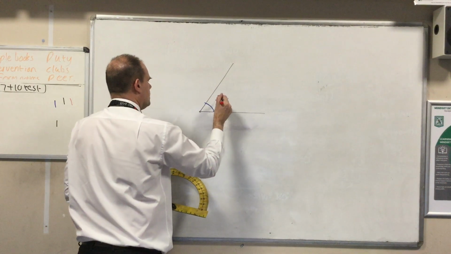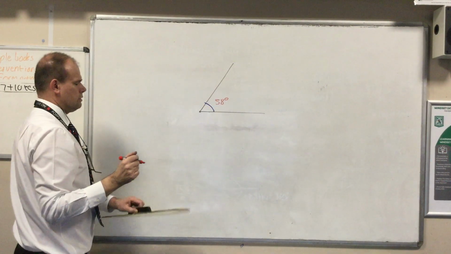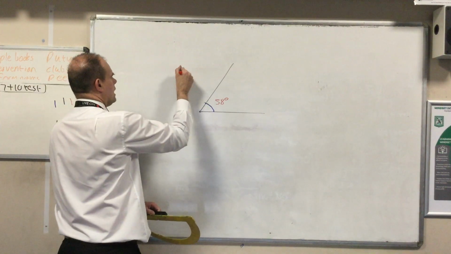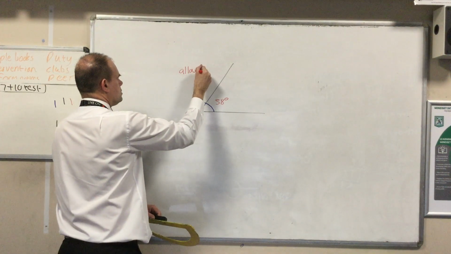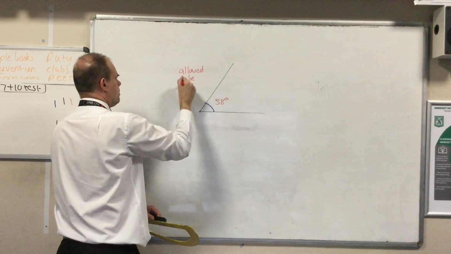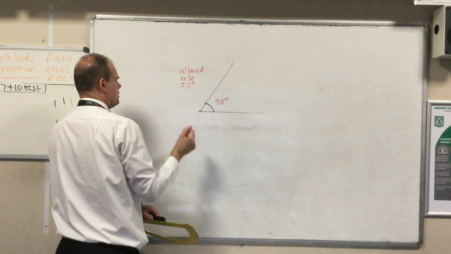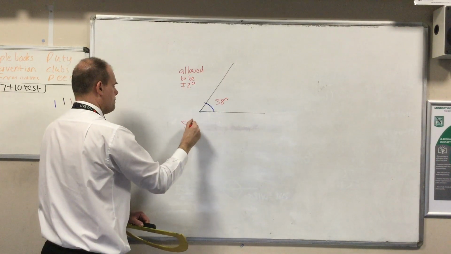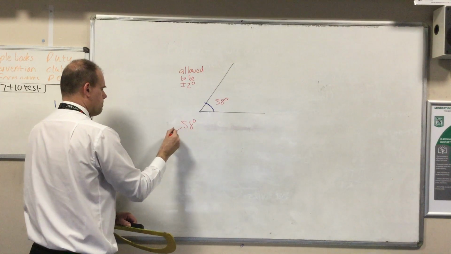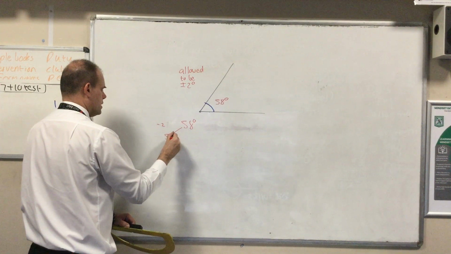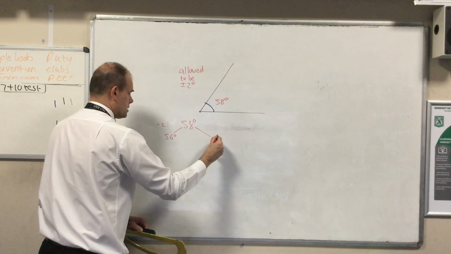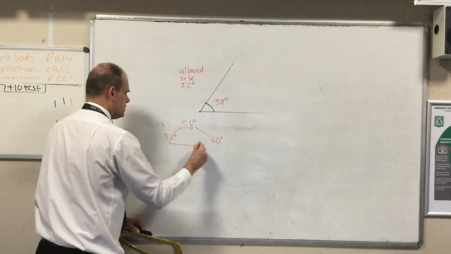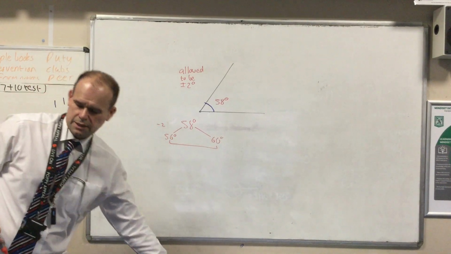Now in the exam, as a marker, because we've all got angle measurers, which are not easy to use, you're allowed to be plus or minus 2 degrees out. So the official measure there is that. You're allowed to go back by 2, so 56 degrees, and 2 in front of it, which is 60. So any answer from 56 to 60 will be allowed in the exam. You're allowed to be 2 degrees out.